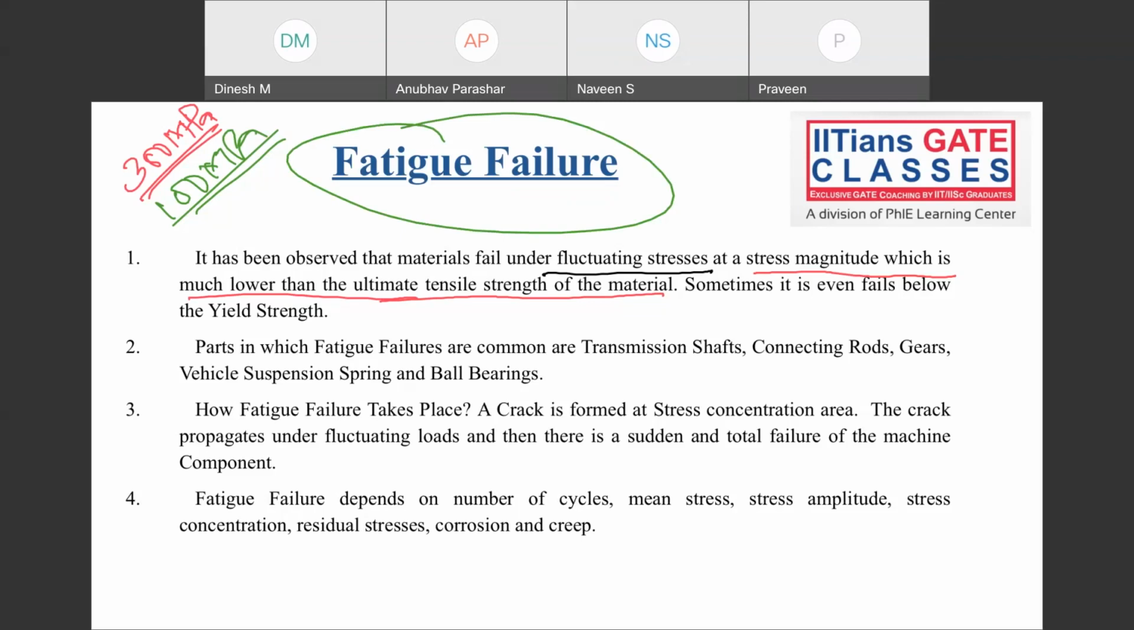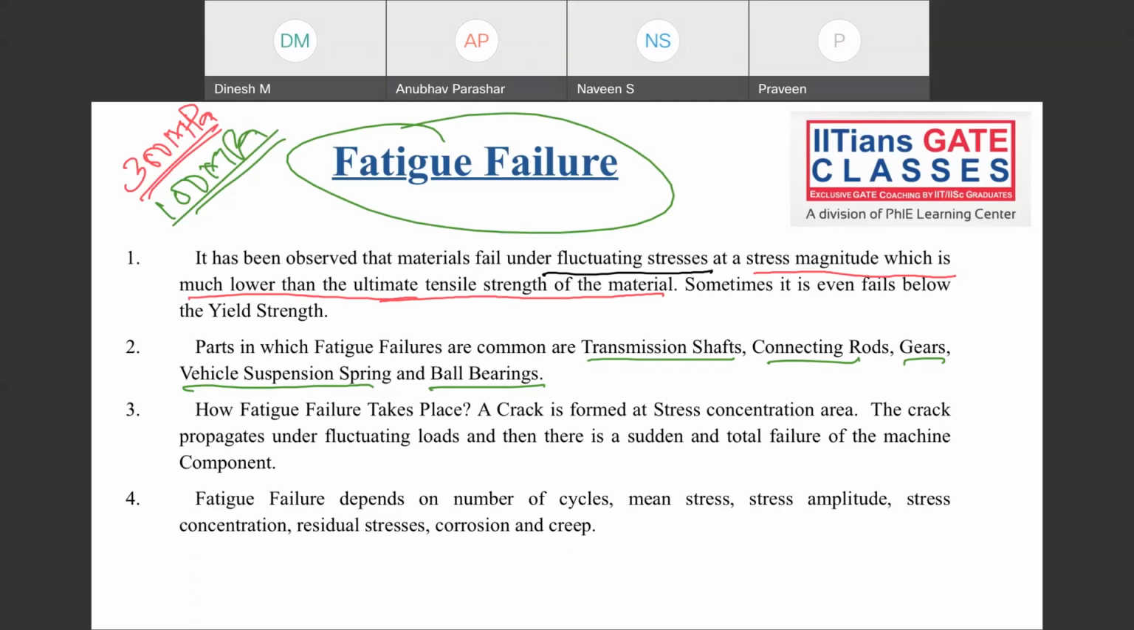So in which kind of parts are fatigue failures common? The parts which are subjected to fluctuating stresses, like transmission shaft, connecting rods, gears, vehicle suspension, springs, ball bearings, all these components of machine elements are subjected to fatigue failure, right? Because they're subjected to fluctuating stress. So let us try to understand what exactly is a fatigue failure. How does the fatigue failure take place, right?